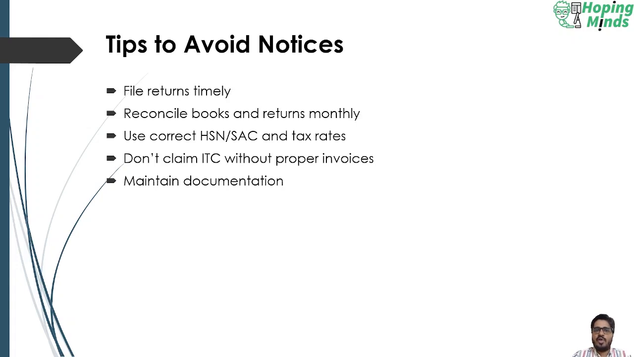So what are the tips to avoid notices? We have to file the returns in a timely manner. We have to reconcile the books and returns monthly. Any discrepancies between the books and the returns must be reconciled on a monthly basis and kept ready for any notices from the department. Then use correct HSN or SAC code and tax rates. The HSN, SAC and corresponding tax rate must be in sync with each other so that notices are not issued by the department. Then don't claim ITC without proper invoices.